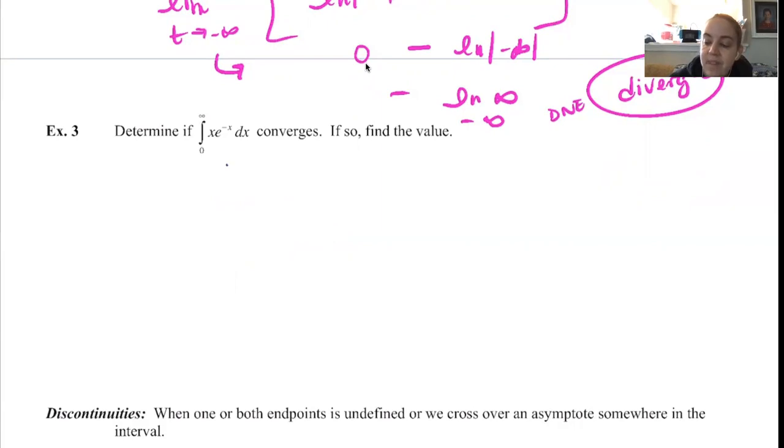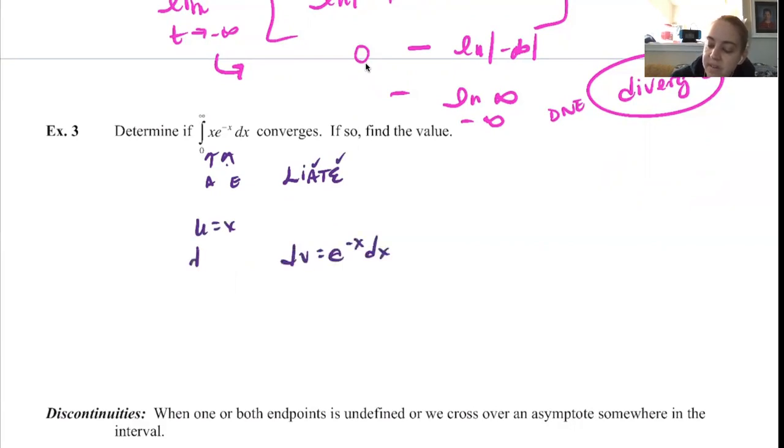Integration by parts. So I have an algebraic term and an exponential term. If I do LIATE, I've got my algebraic and my exponential. So u is equal to x, dv is e to the negative x dx. The derivative of u, or the derivative of x, would be 1 dx. The integral of dv is e to the negative x, but that's going to be balanced out with a negative in the front. So this becomes uv minus the integral of v du.